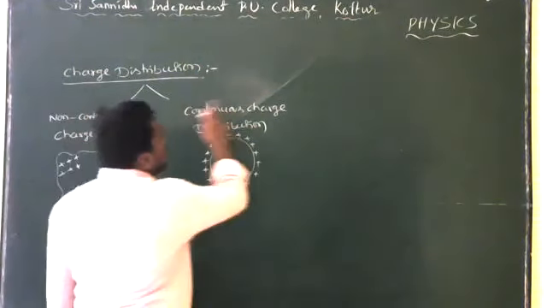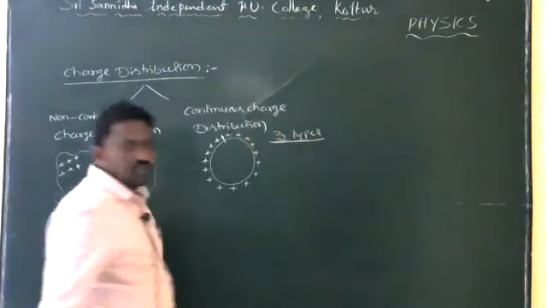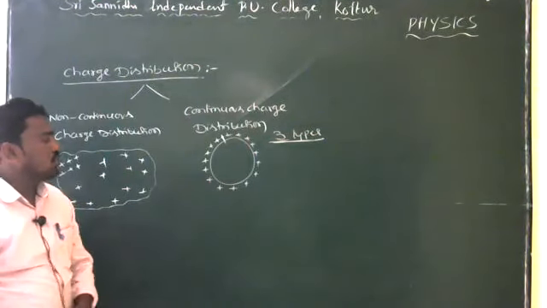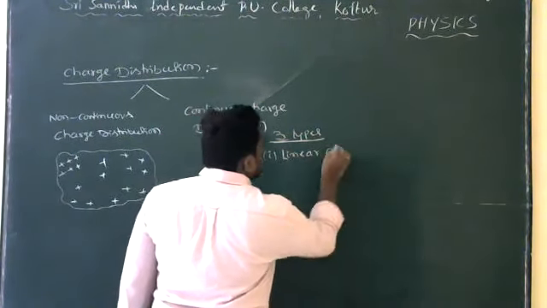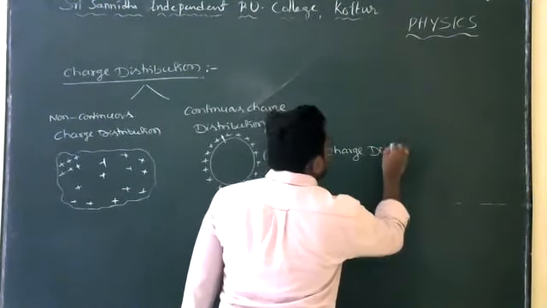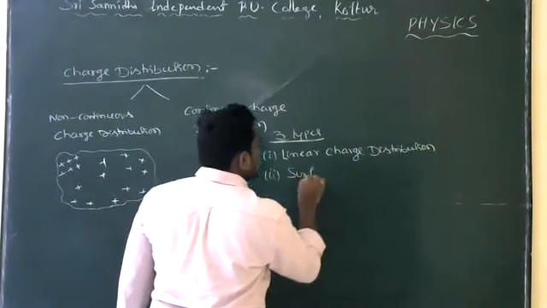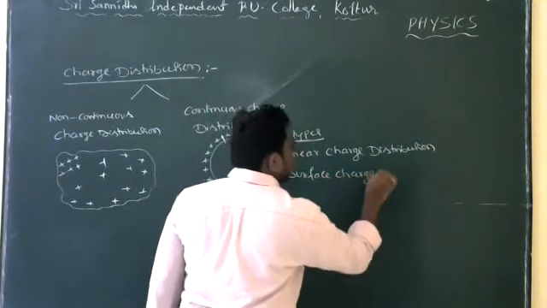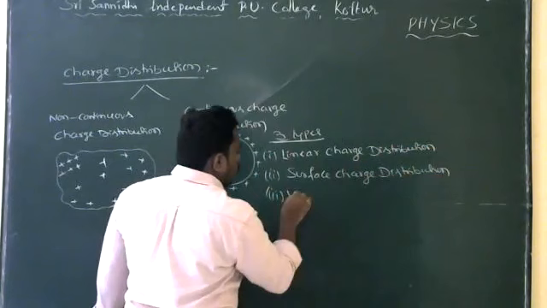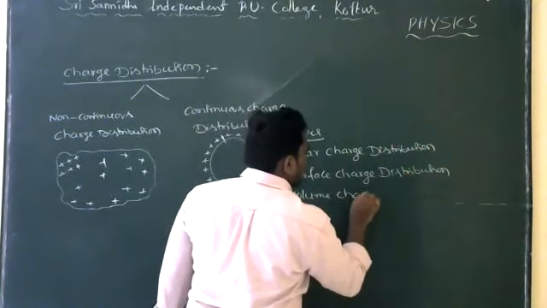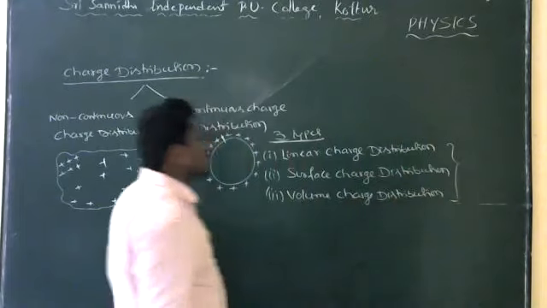Next, continuous charge distributions are of three types. The first one is linear charge distribution. The second one is surface charge distribution. The third one is volume charge distribution. These are the continuous charge distributions.